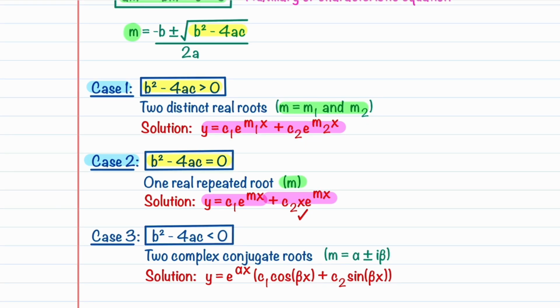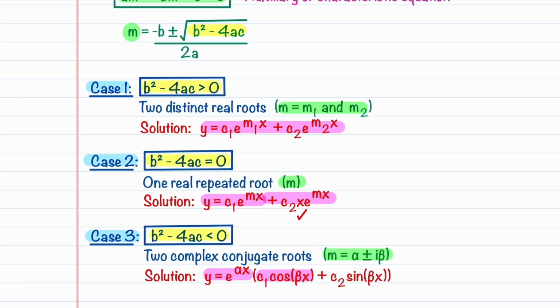The third type of root that we can have is when the discriminant is less than 0. When this happens, we have a negative inside the square root, and that gives us two complex conjugate roots, and we're going to call them m is equal to alpha plus or minus i times beta. The solution is a little bit more complicated, and it's y is equal to e to the alpha x, and then that multiplies c1 cosine beta x plus c2 sine beta x.